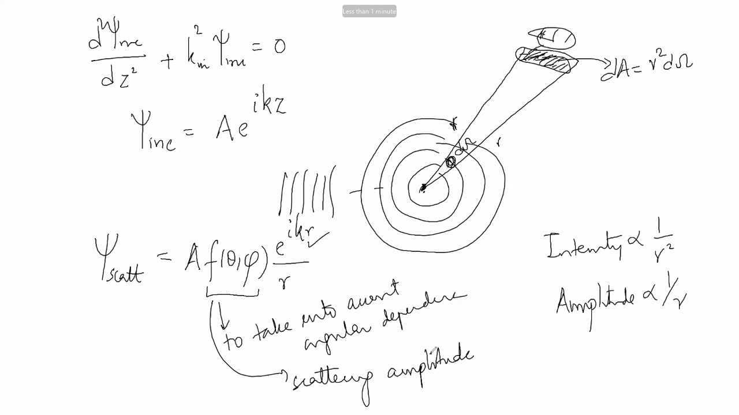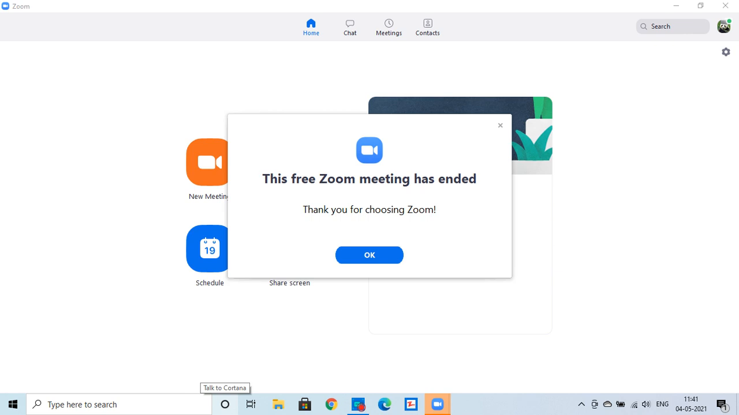And we call it by the name scattering amplitude. Okay, my incident wave is e to the power i k incident z. What is the outgoing wave?